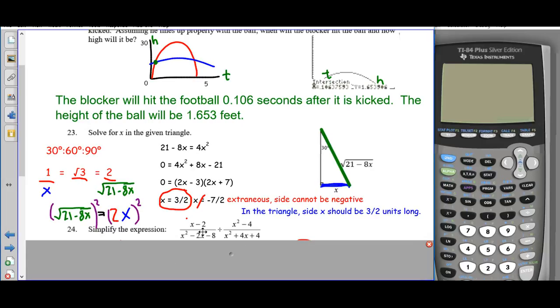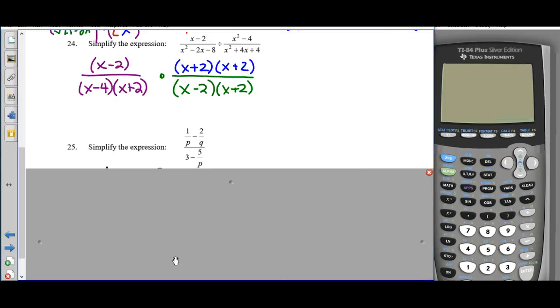All right, number 24 is to simplify this expression. It's a review question on simplifying rationals. So the first thing I would want to do is factor everything. The x minus 2 is already factored. I'll factor the x squared minus 2x minus 8. And it's a division problem, so when I factor, I'm going to go ahead and flip the second fraction and change it to multiplication. Okay, so there are my factors.